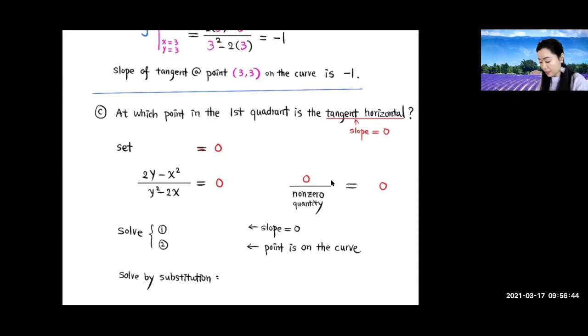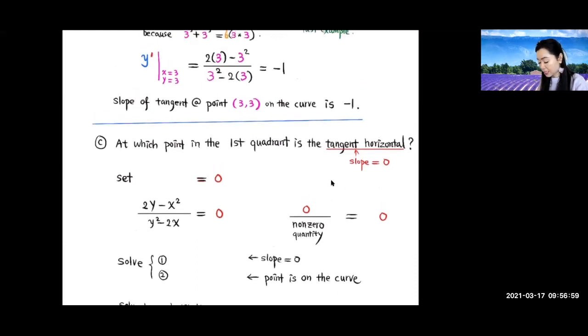Okay. Part C over here. At which point in the first quadrant is the tangent horizontal? So which means the slope of the tangent will be equal to 0 at that point. So we're going to set the first derivative equal to 0 because the slope of the tangent is equal to 0. So we're going to set y prime equal to 0. Y prime is equal to this, so we have this equal to 0.